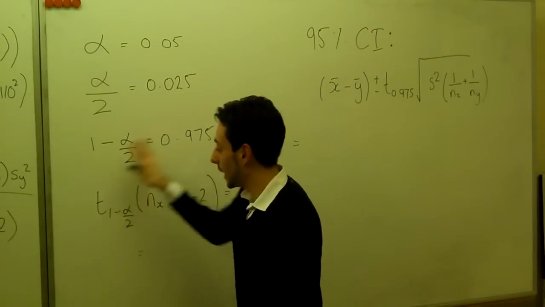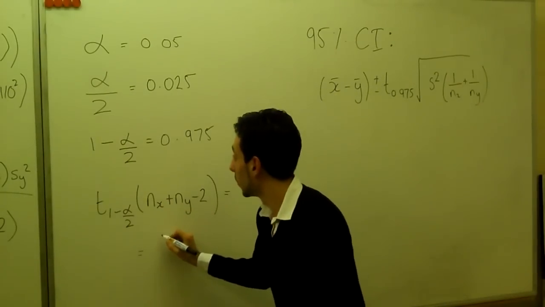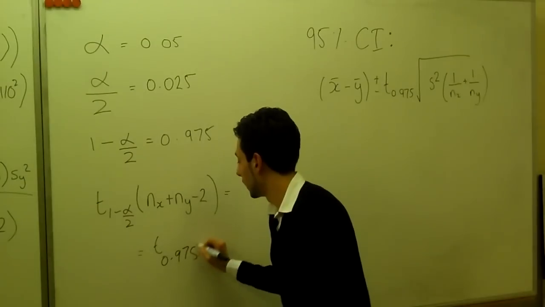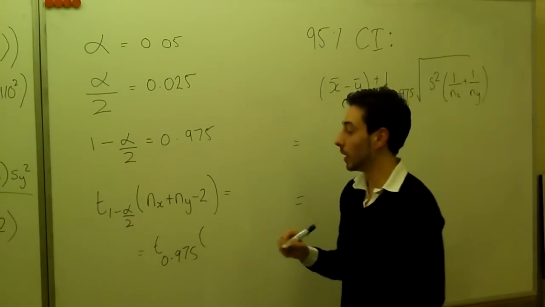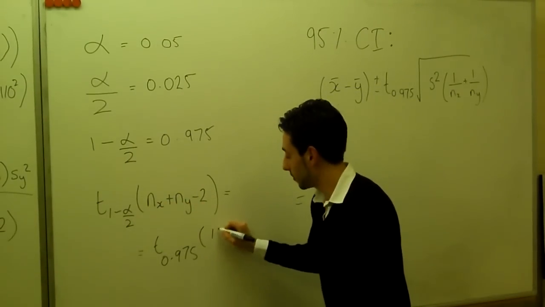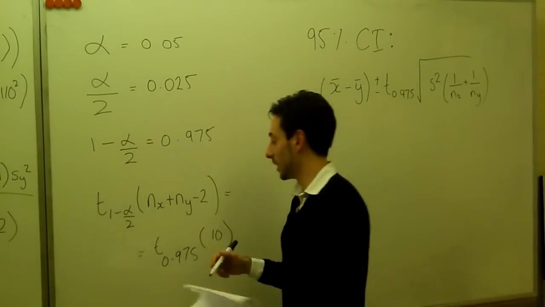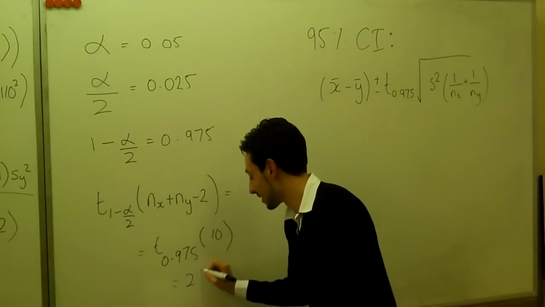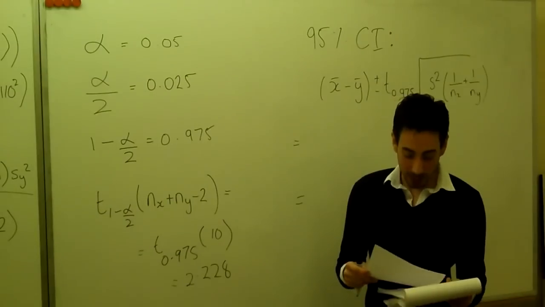Right, so then we plug it into this form. So we've calculated what 1 minus alpha over 2 is, which is t 0.975. And then we've got this value as well, which we calculated earlier. So it's 6 plus 6 minus 2, which is just 10. And then you can go away and look that up in a table if you'd like. But I've got it to hand here, and it's 2.228. Right, so we're on the home straight now.